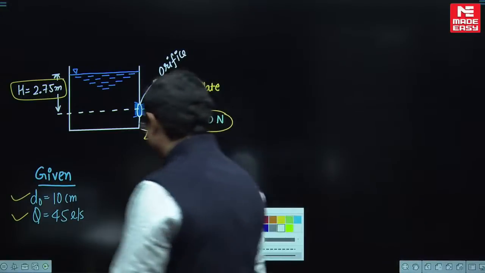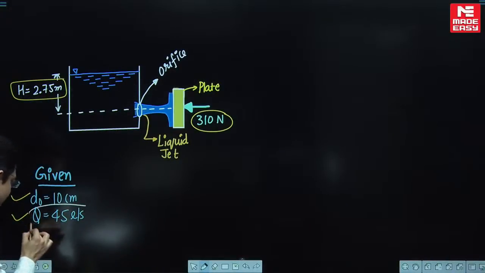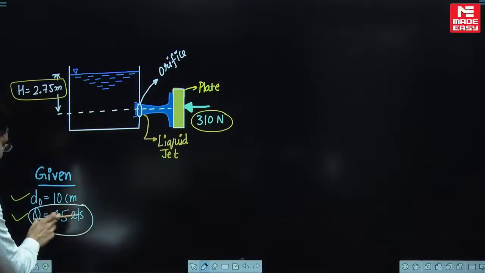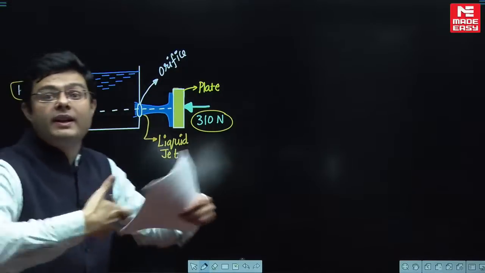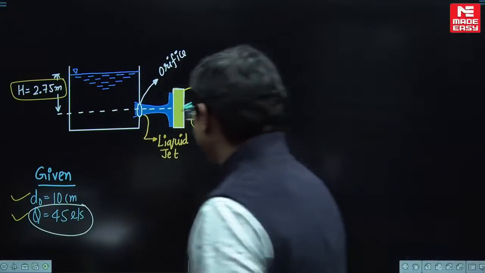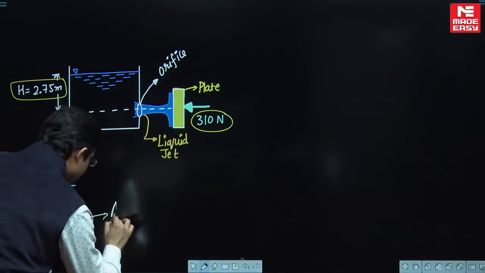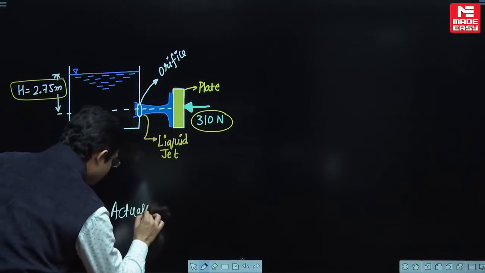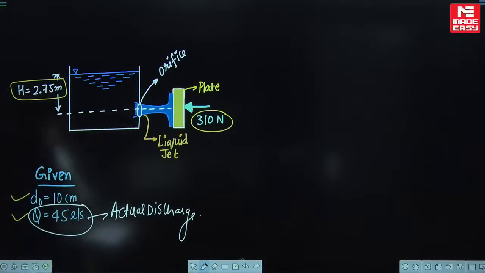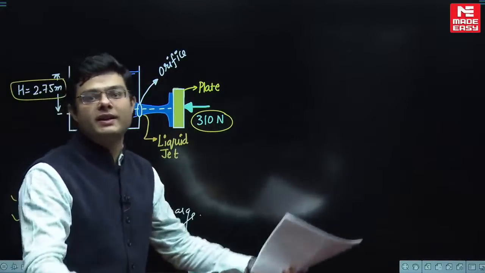See, first of all, this discharge which is given in the question, listen to me, the discharge that is given, this is a real thing, meaning it is coming from experiment that you have measured. So this is the actual discharge. Okay, so let us find the theoretical discharge.